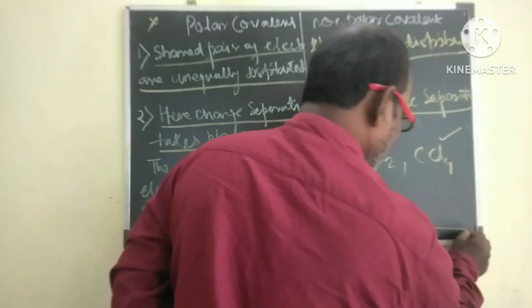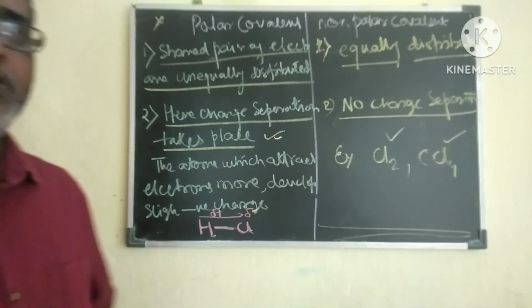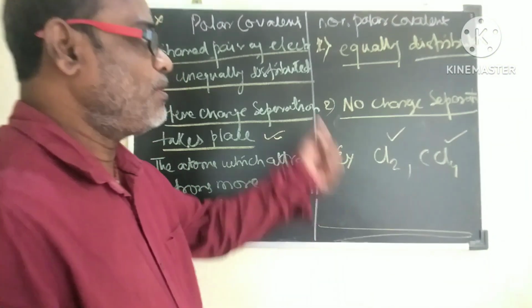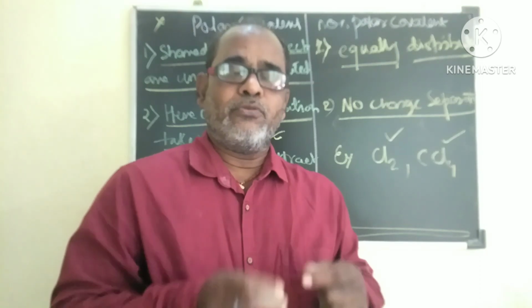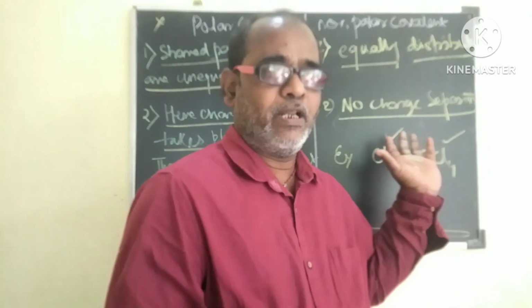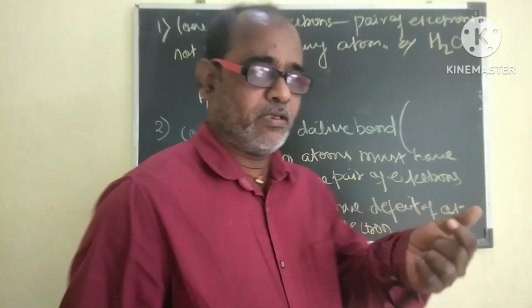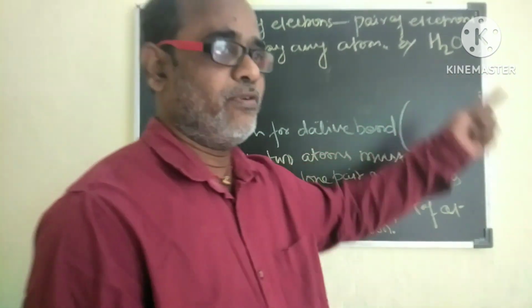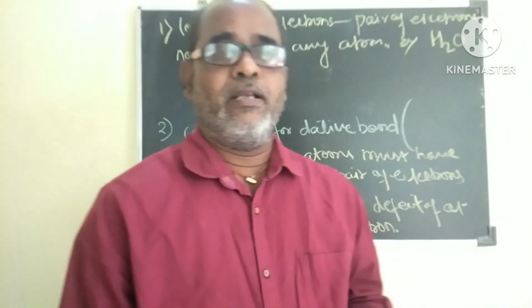Next topic we will be going with is the dative bond, which is also called the coordinate bond. I am going to write down the definition of dative bond. Here you must know two things. Number one, you should know what a lone pair is. That also I will explain right now. This is the last topic, and a one mark question always comes in your ICSE exam.